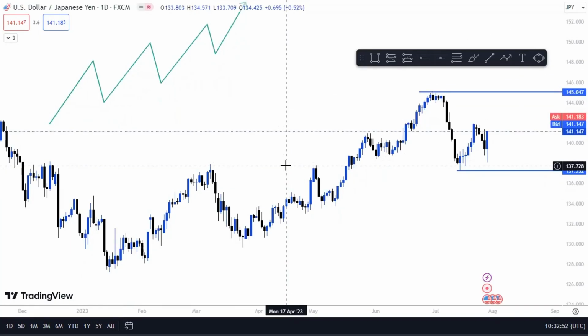As I said earlier, always consider the higher time frame before you take a decision on whether to buy or sell.